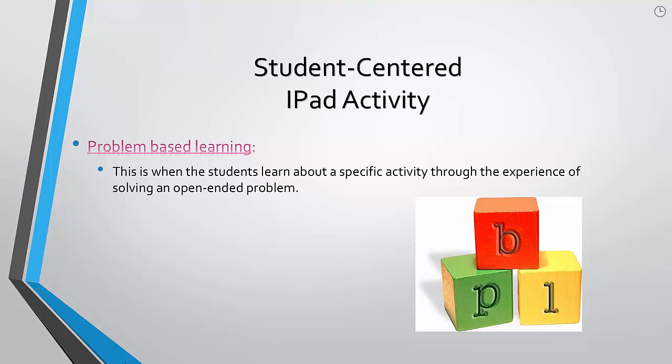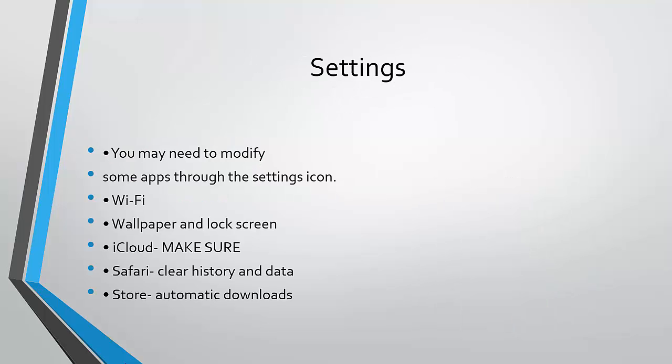Problem-based learning. With this method, the students learn about a specific activity through the experience of solving an open-ended problem. If we talk about settings, the students will all come and create a solution for an open-ended problem. For instance, wallpaper or a lock screen: how to put it on their iPad and how to figure out how to unlock that screen. They'll come up with that open-ended question and come up with a solution.